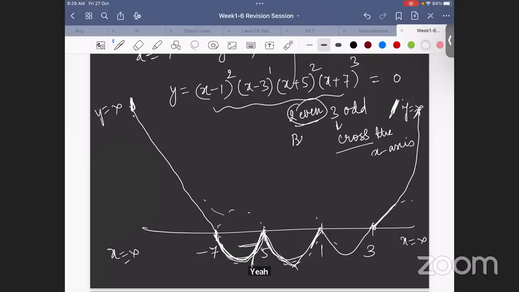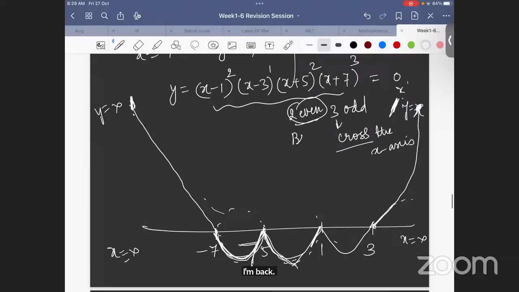Because at infinity only it should be meeting the infinity point, right? At x equals infinity, y equals infinity. So it will meet here, correct? It will start from here and it will go. So this is the plot that you'll be getting. Is this clear to everyone?